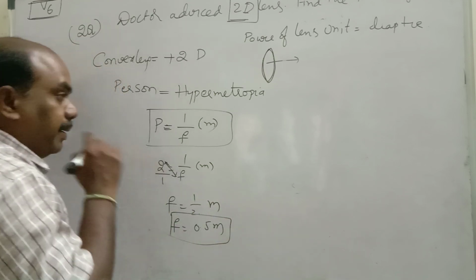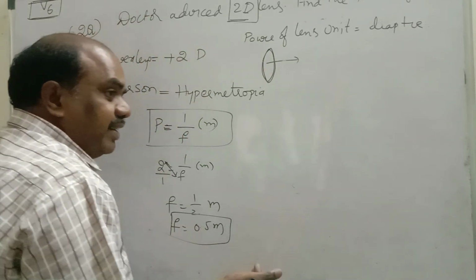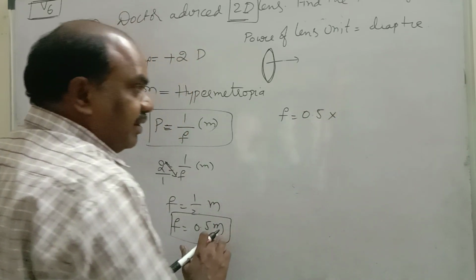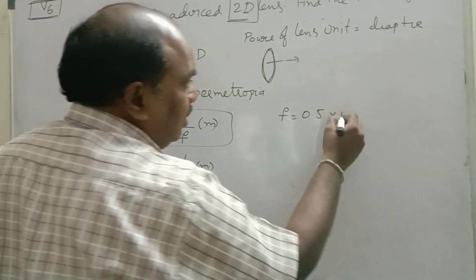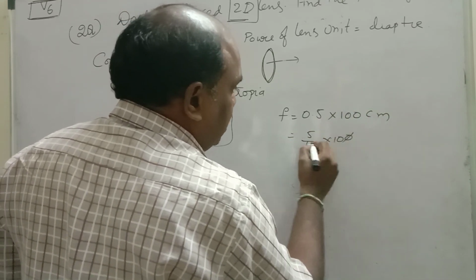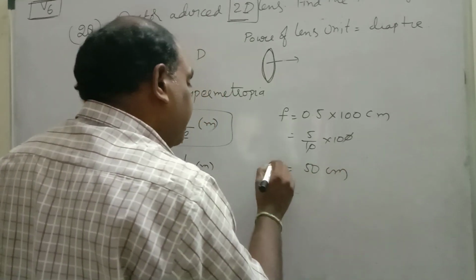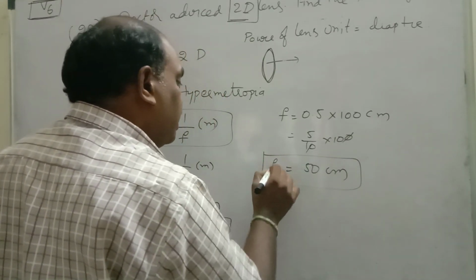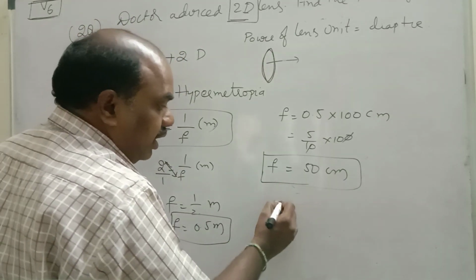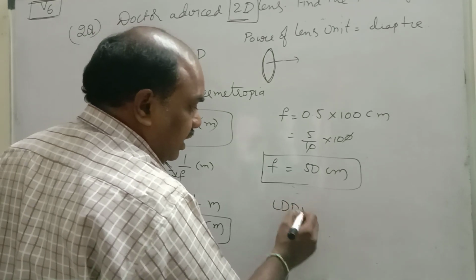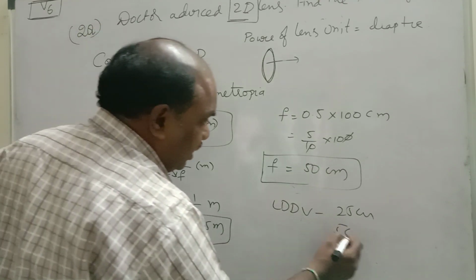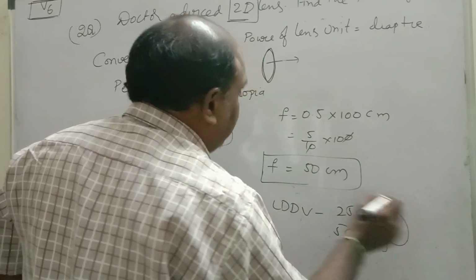Focal length is 0.5 meter, but the least distance of distinct vision is measured in centimeters, so we have to convert into centimeter. F is equal to 0.5 into 100 centimeter, which is 5 by 10 into 100, so 50 centimeter. Normal adults have LDDV, least distance of distinct vision, of 25 centimeter. For this person LDDV is 50 centimeter, so we have to cover the 25 centimeter difference.